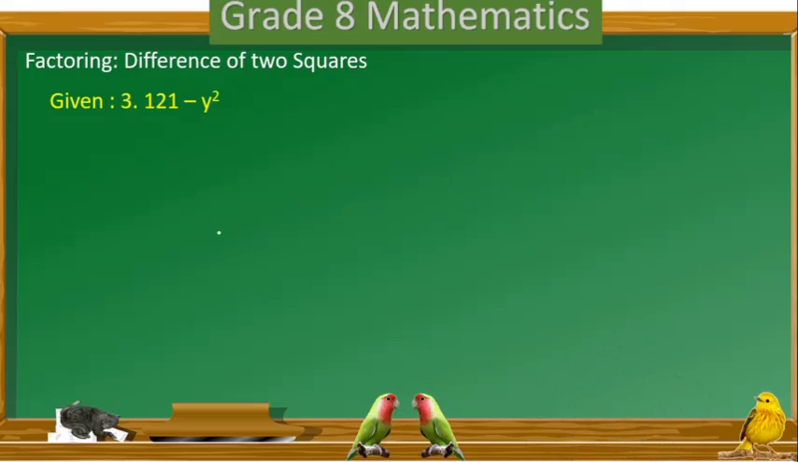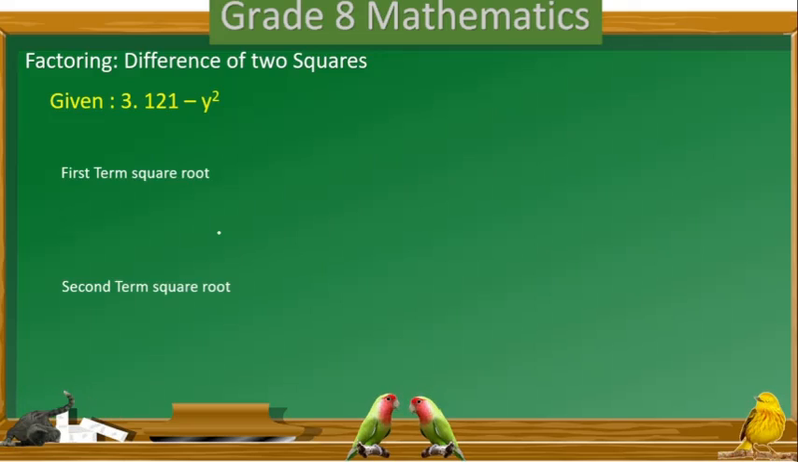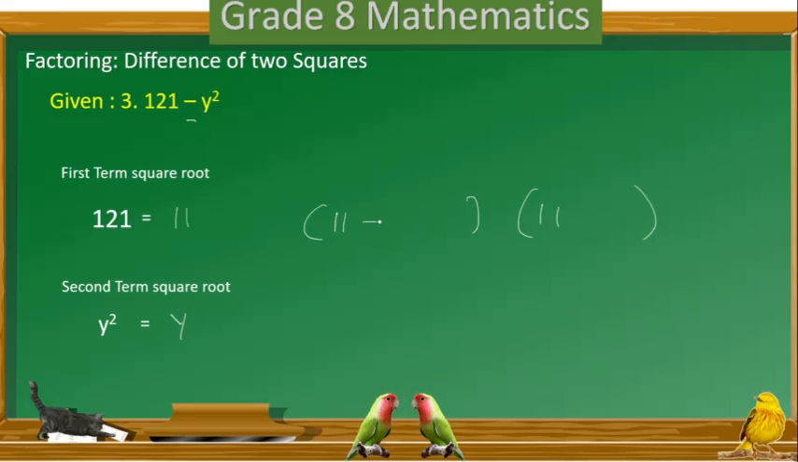Number 3. So the same, we have to identify the first term and the last term and their square root. Our first term is 121. Then the second term is y squared. So for 121, that is 11. For y squared, that is y. And after that, form a parenthesis. So we will write the square root for the first term, then also here. Then copy the sign, negative, then square root of y squared is y. Here is positive, then y. Then that is the answer.